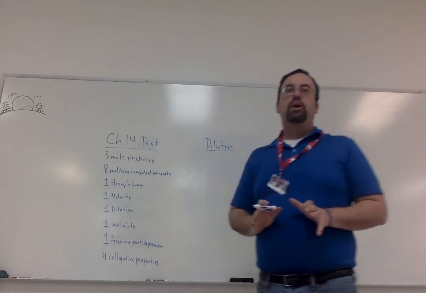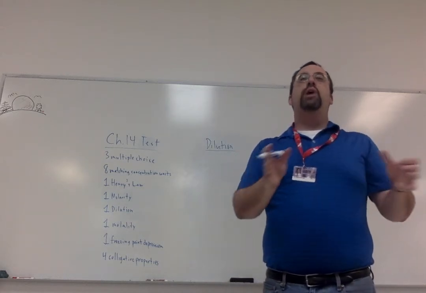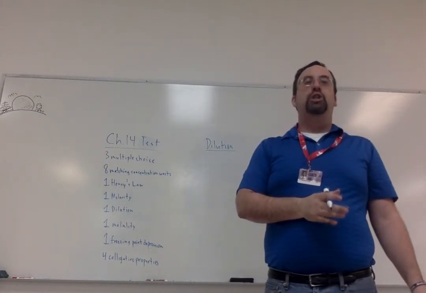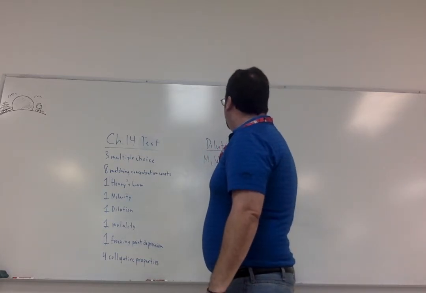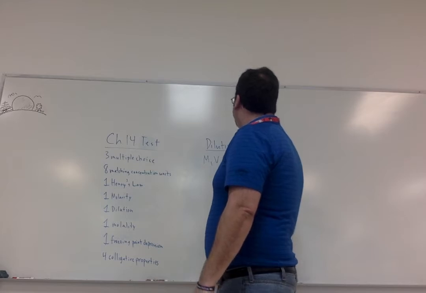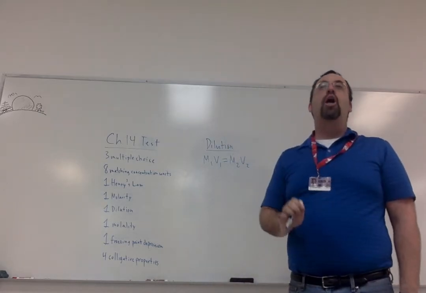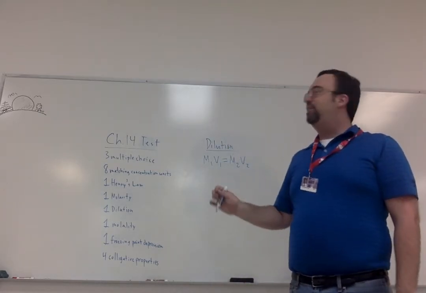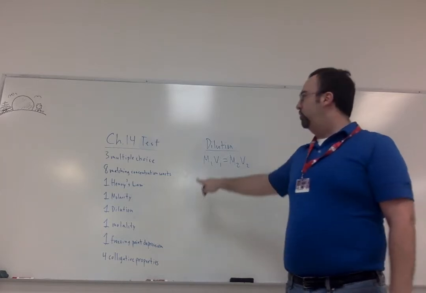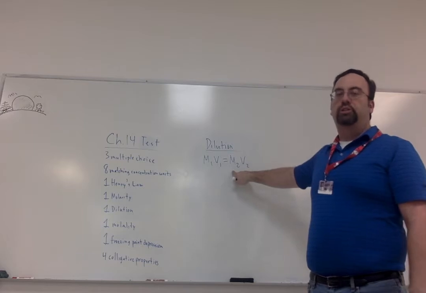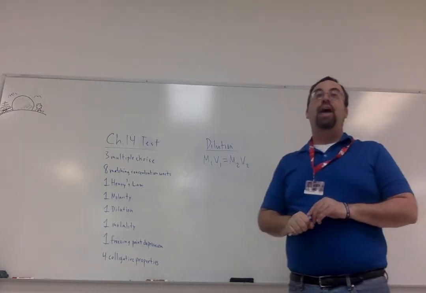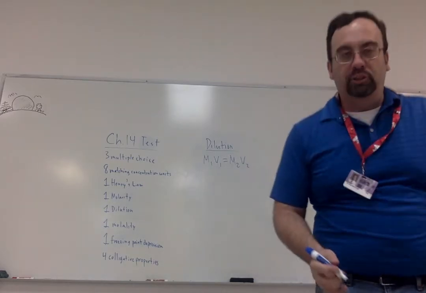All right. A dilution, we have a stock concentration, we have a dilute concentration, and so we have M1 times V1 equals M2 times V2. So remember, M stands for molarity and V stands for volume. And so this would typically be our stock concentration, and this over here would be our dilute concentration. And so let us go ahead and take a look at an example of a dilution problem.